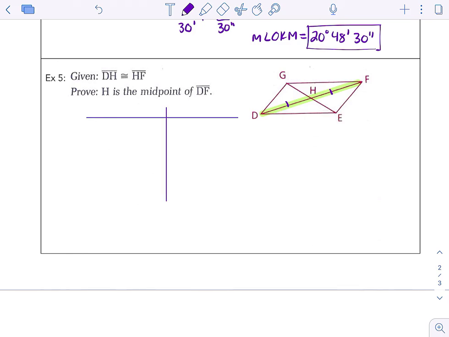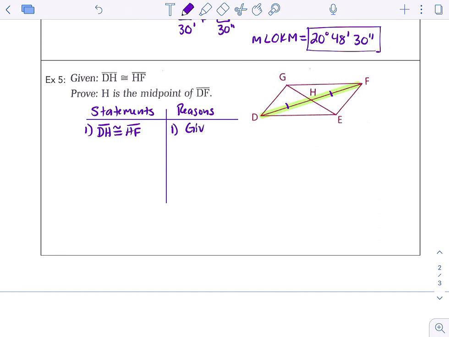So let's go ahead and set up our T column. On the left, we have statements. On the right, we have reasons. And then step number 1 is always going to be to state your givens. So if you're not sure where to take a proof, at least we can state our givens. Step 1 is DH is congruent to HF. And the reason to support that is that was our given information.